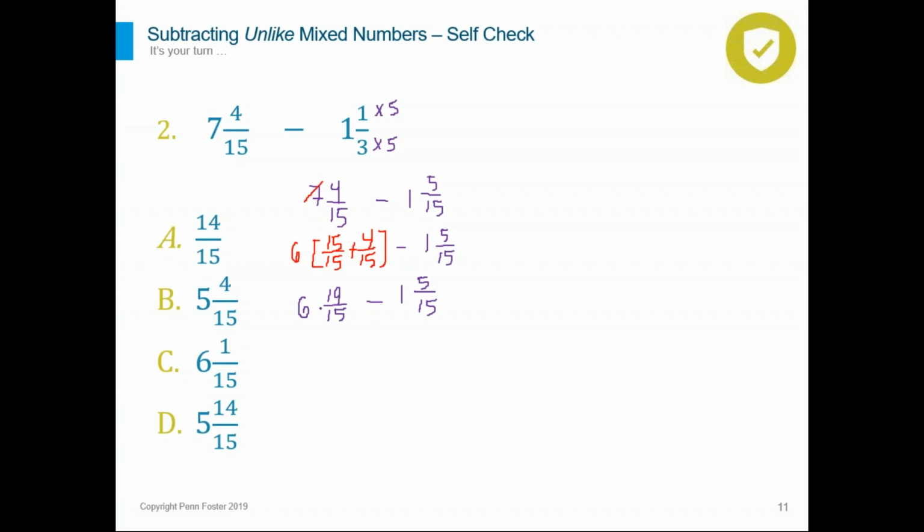So let's subtract. 6 minus 1 is a 5. 15 will remain the same in the denominator. 19 minus 5 on the top is 14. And this is the final answer. So the answer would be D.